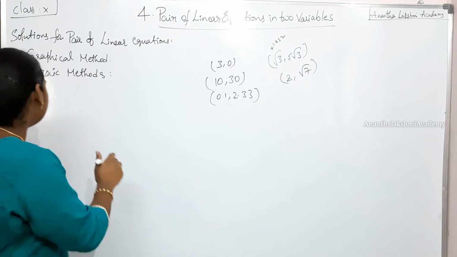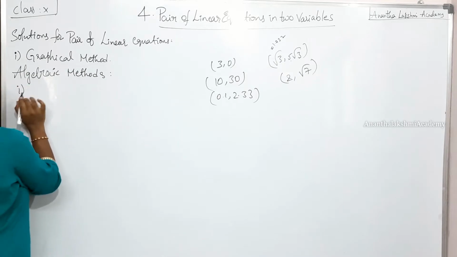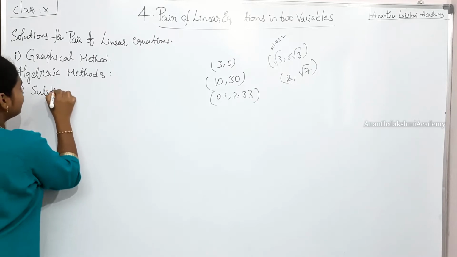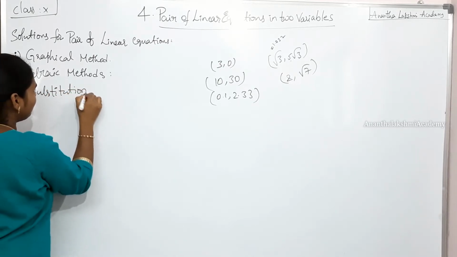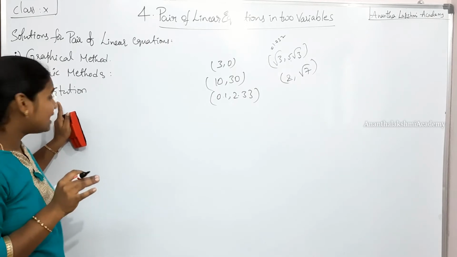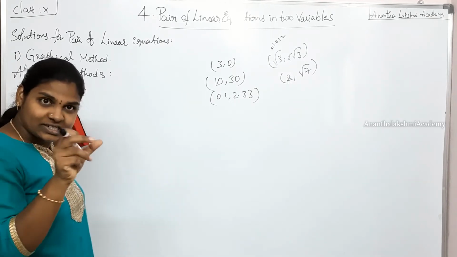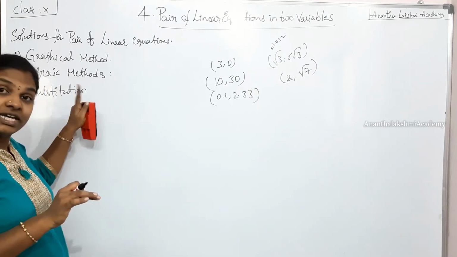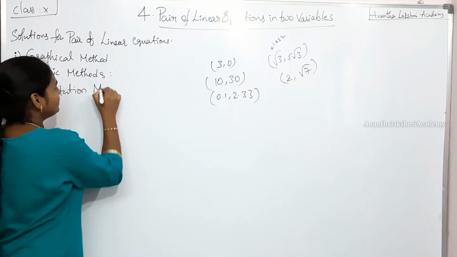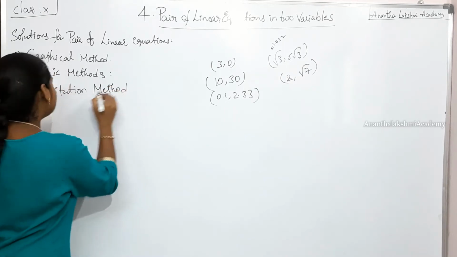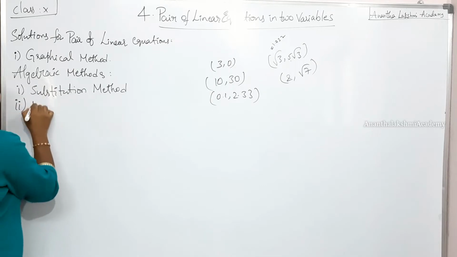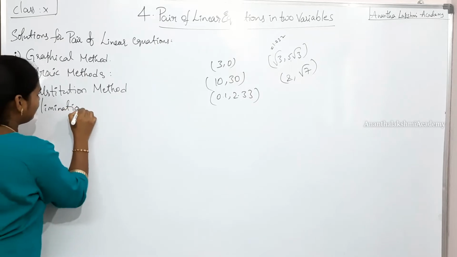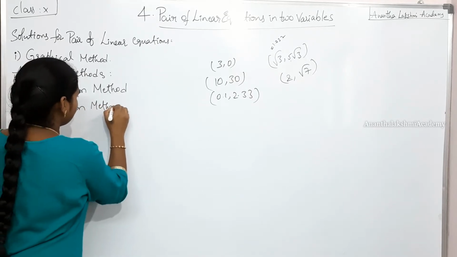The first method is the substitution method. Look at the spelling, many people confuse that. Instead of writing substitution, they just write substitute. It is S-U-B-S-T-I-T-U-T-I-O-N, substitution method. This is the first method under this section, and the second method is going to be the elimination method.